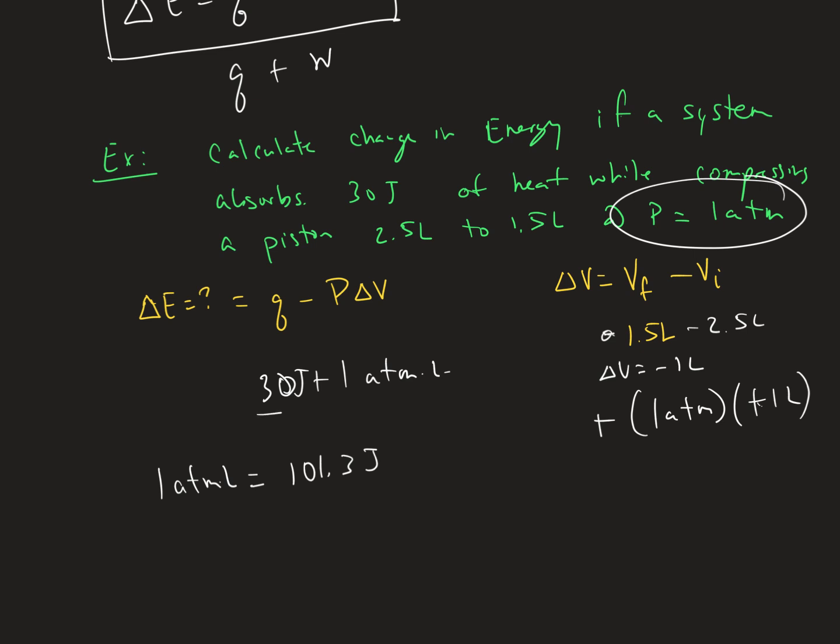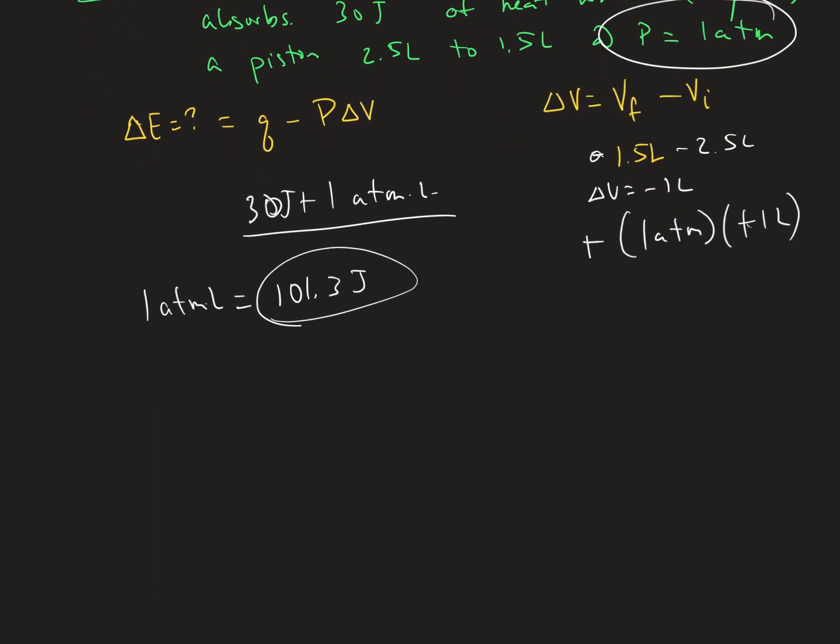And so that's why it's 30 joules plus 1 ATM liter. But we know 1 ATM liter, in this case, we don't really have to convert. It's already converted, right? But if it's not, just convert it. And let me show you how to do that. We got 1 ATM liter per 101.3 joules, right? And that goes away, and we're left with 101.3 joules.